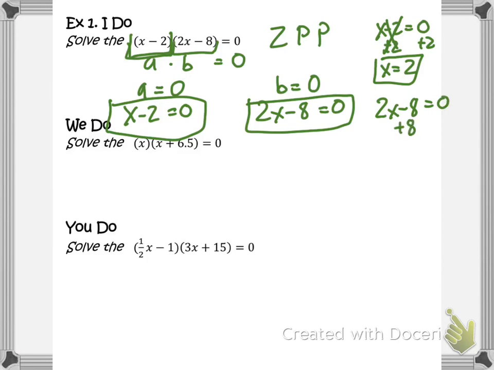And add 8 to both sides. I have 2x is equal to 8. And now I have x is equal to 4. Right, dividing both sides by 2. So I have two answers. x is equal to 4 and x is equal to 2.